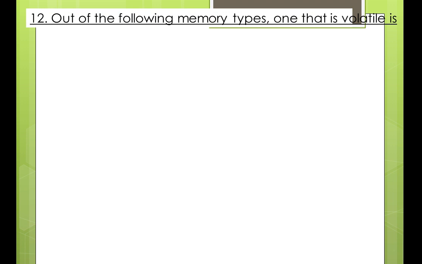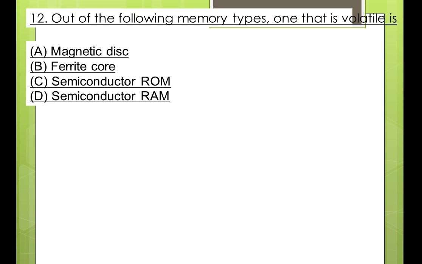So the next question: out of the following memory types, the one that is volatile is. The first one is magnetic disk, the second one is ferrite core, option C is semiconductor ROM, that is read only memory, and the fourth one is semiconductor RAM, that is random access memory. So the answer for this question is semiconductor RAM, that is random access memory.